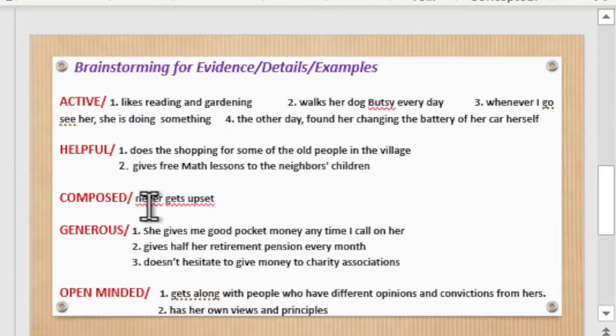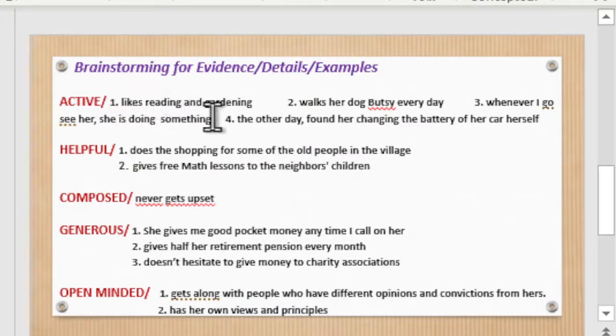Now that we have identified 5 supporting ideas to defend our topic sentence and our controlling idea in particular, we need now to find evidence and details or examples for every supporting idea. So we said that I like Aunt Zahra because she's active. Now, is she active? How is she active? We need to convince the reader that she is an active person.